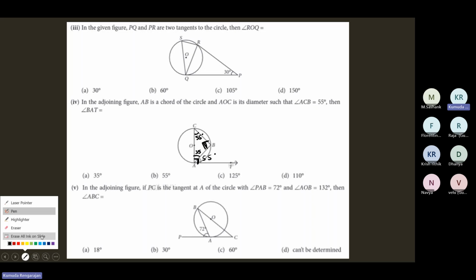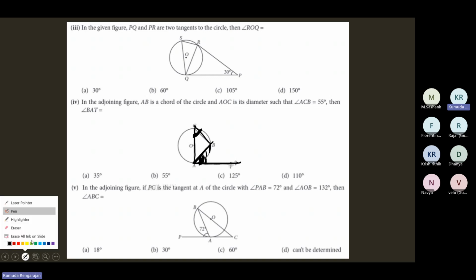This is 90. Why? Angle in a semicircle is the right angle. So using angle sum property, you can find this, and that is 35. Now again, this is 90 because radius tangent perpendicular 90. So 90 minus 35, you will get 55. And that's a result by the alternate segment theorem.